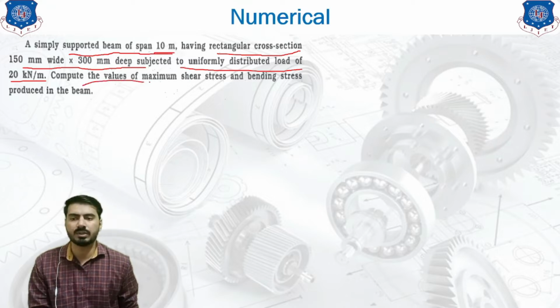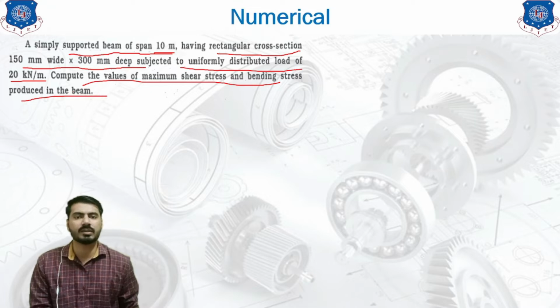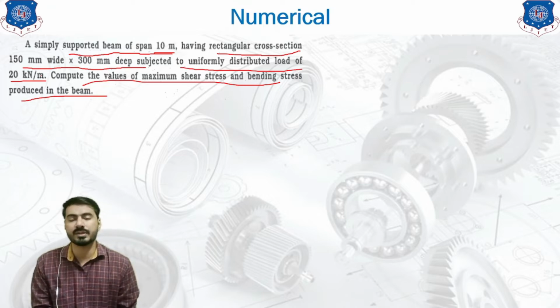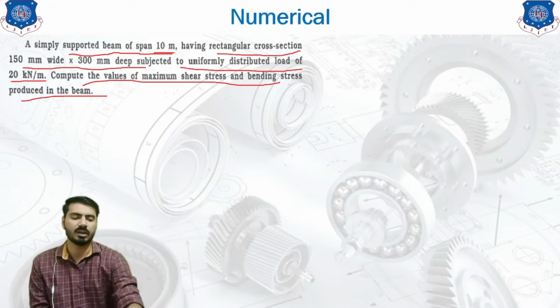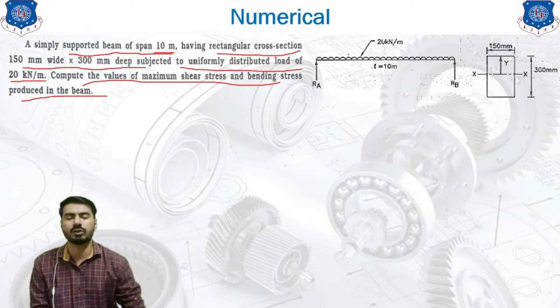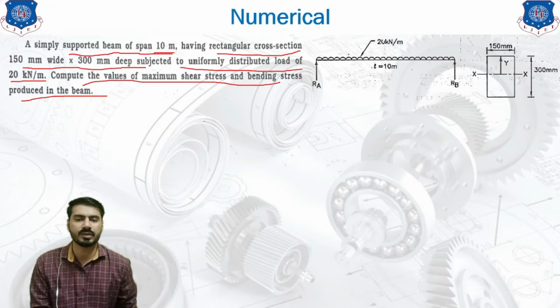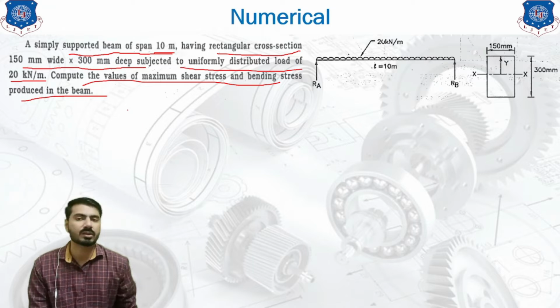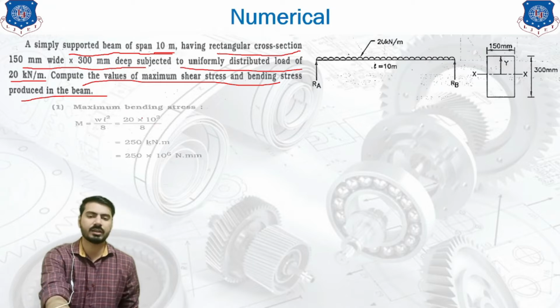Compute the values of the maximum shear stress and bending stress produced in the beam. So they want us to calculate the shear stress value as well as the bending stress value that are being generated in the beam due to the uniformly distributed load. So let's first of all draw our diagram. You will see a simply supported beam with 10 meter length and UDL on the entire length, along with its cross section of the rectangular shape.